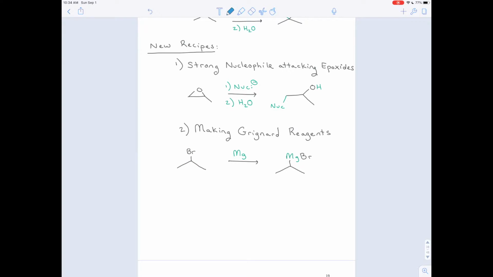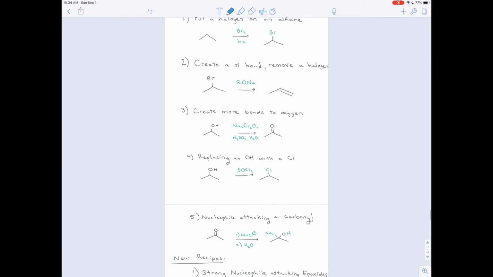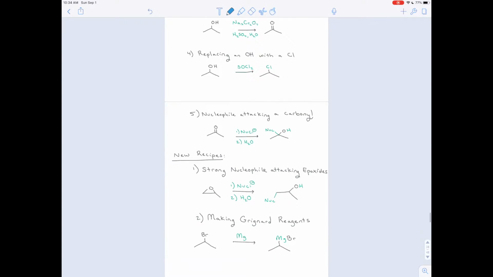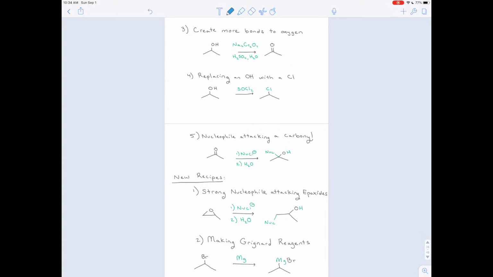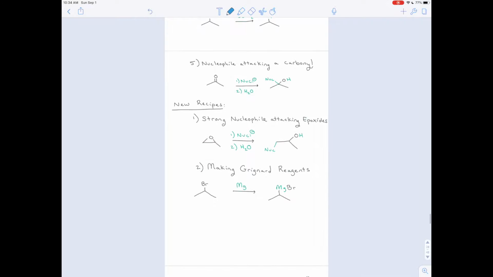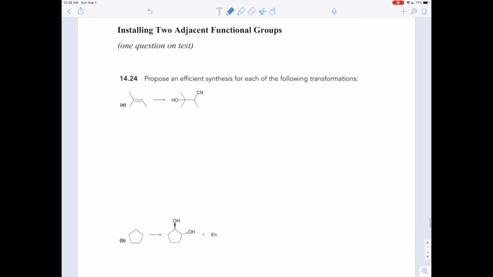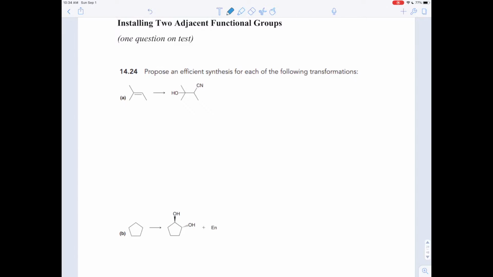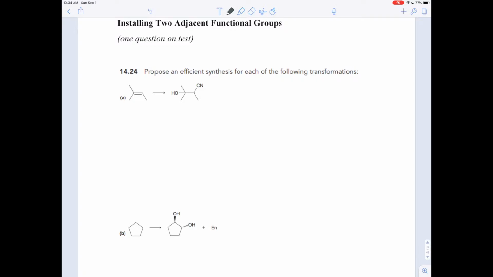So those are recipes. Right now we're not going to worry about how they work. I'll make separate videos that show you how each of these reactions work step by step. You wouldn't be tested on that. What you will be tested on is using these reactions to transform molecules from something to another. For example, here, the question says, propose an efficient synthesis for each of the following transformations. And you're going to use the reactions that we just quickly went through to make that happen.